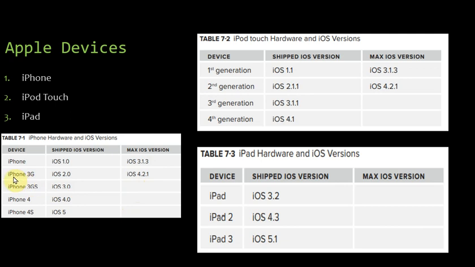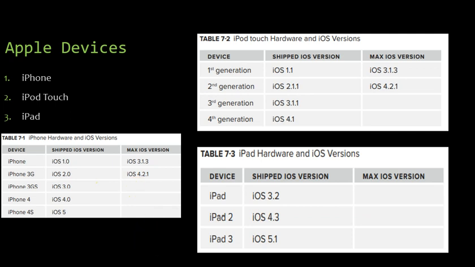So if you're saying iPhone 3G, the maximum iOS version you can use is 4.2.1. If you're saying iOS 5, then that won't work with iPhone 3G. So that is what we are saying here. We must understand the relationship between iOS hardware as well as software. That is, not all versions of iOS will run on all iOS hardware. That is about your iPhone.